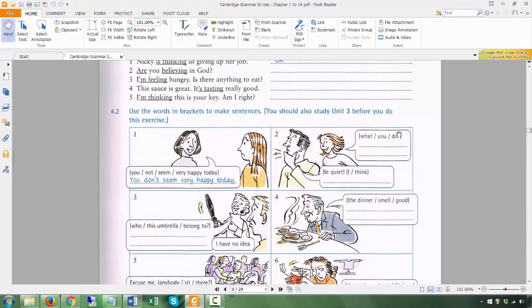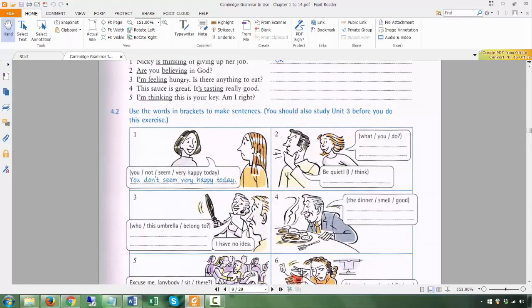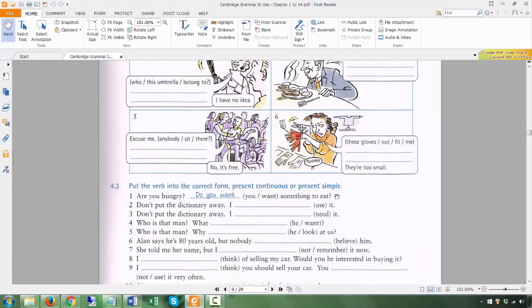Present, again, you see, you have to understand the question form. All right. You're going to use present continuous, you're going to use present simple, and you're going to put it in the correct form, positive, negative, or question, okay?